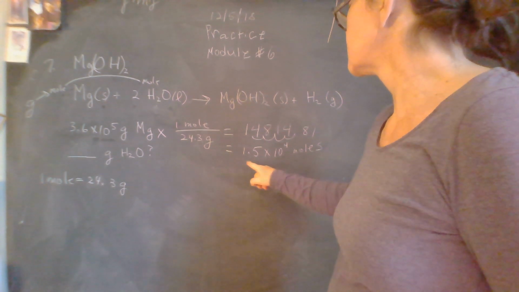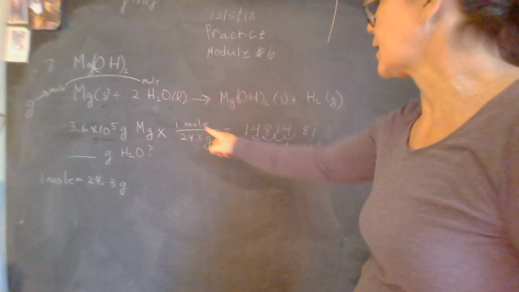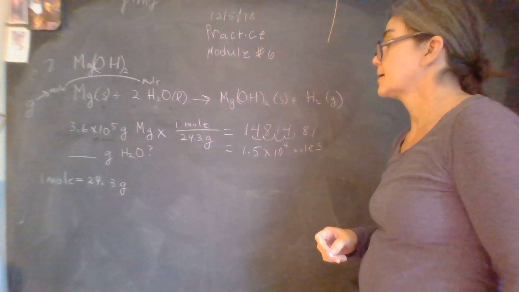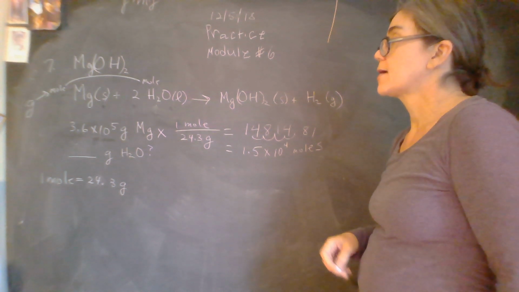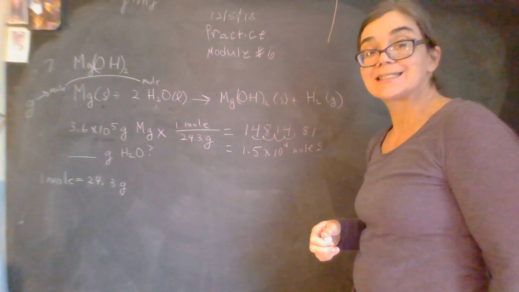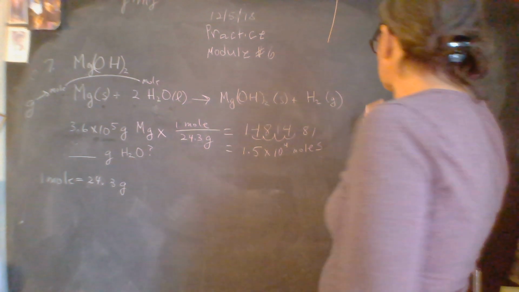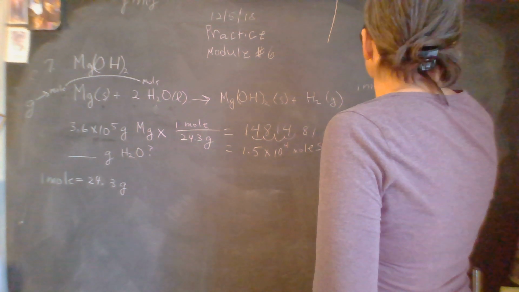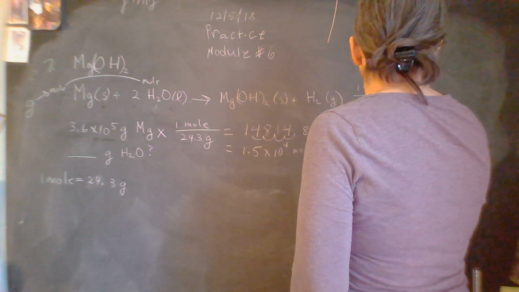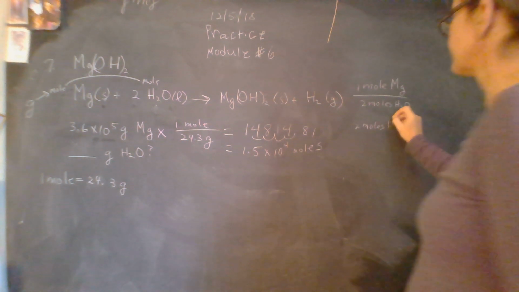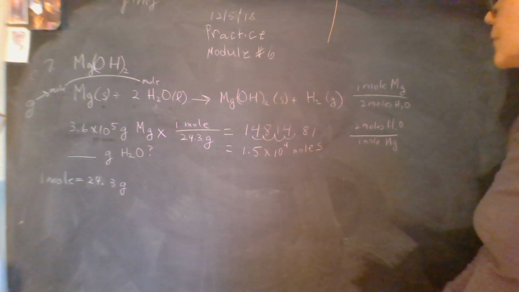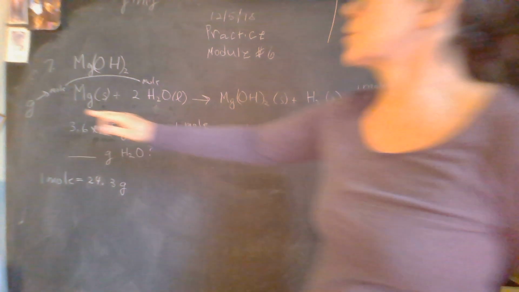That's a lot of moles of Mg. Now I want to figure out how many grams of water I need. So what's the relationship of moles of magnesium to moles of water? 1 magnesium to 2 water. Right, so it's 1 mole Mg to 2 moles water, or 2 moles water to 1 mole Mg. Which one do we want?